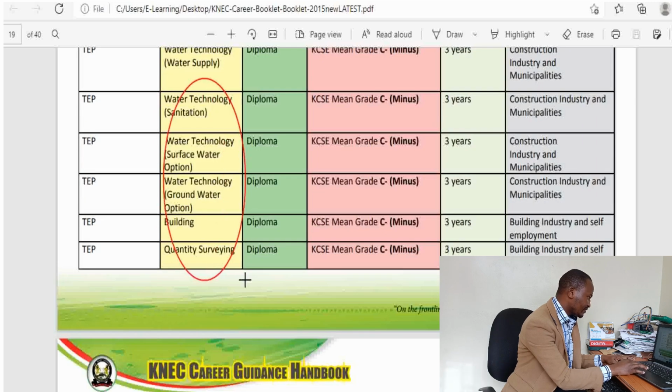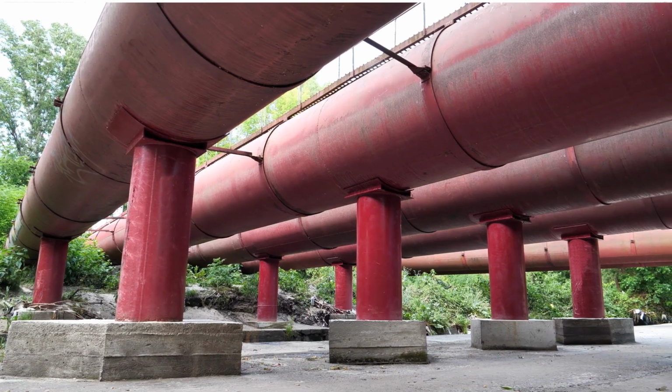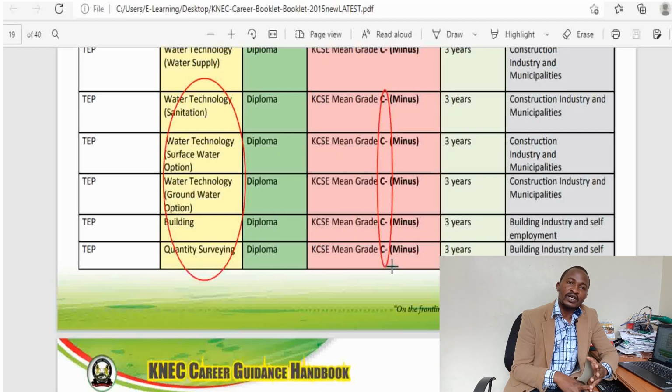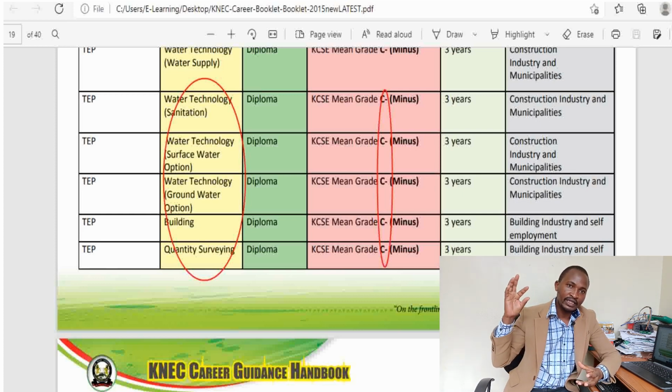You have courses in the water sector, the diploma level, and the entry grade is C-. I've already done a video on water engineering, and we said water engineering is one of the subfields of civil engineering. We said in civil engineering you can pursue structural engineering, you can pursue geotechnical engineering, you can pursue water engineering, or you can pursue transport engineering. If you have not watched my video on water engineering, check it on the link shown here. I went through the entire water engineering syllabus.